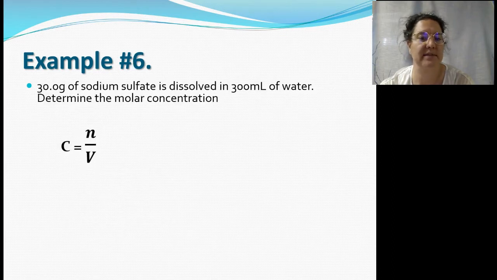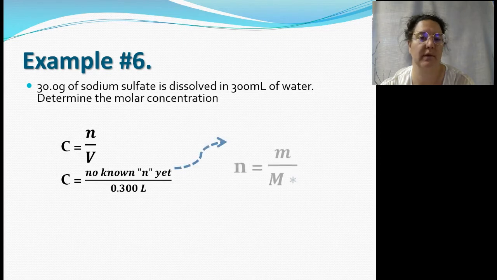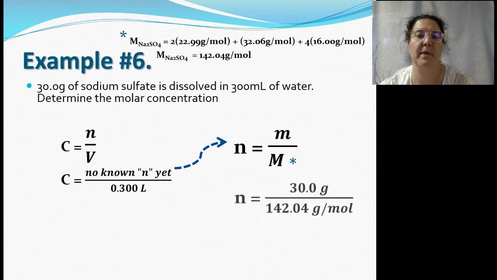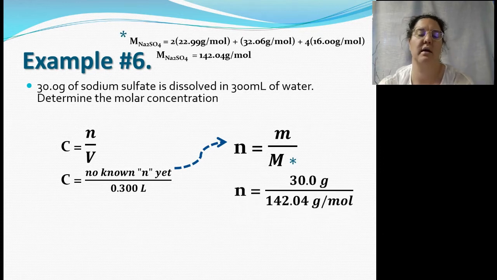In example 6, we're given the mass of a solute that will be dissolved in milliliters of water. So we currently don't know the moles yet, but we can convert 300 milliliters to 0.3 liters of water. Using our other known equation, we're going to calculate the moles of sodium sulfate by first calculating the molar mass and using the mass given in the question.